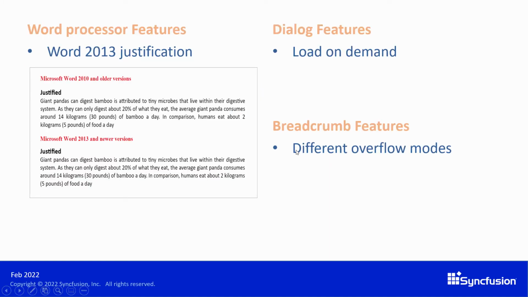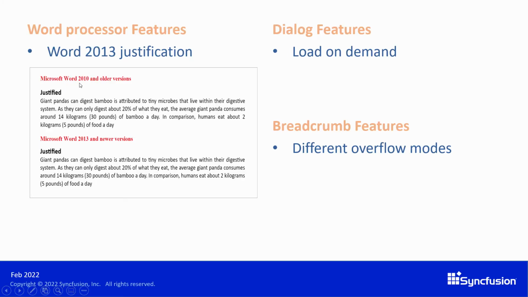Next, moving on to the feature added to word processor component. Word 2013 justification support has been added. So with this feature, the accuracy of the text justification in the word processor is improved so that it matches with the justification alignment of Microsoft Word 2013 and newer versions. So you can have a look at the difference over here.